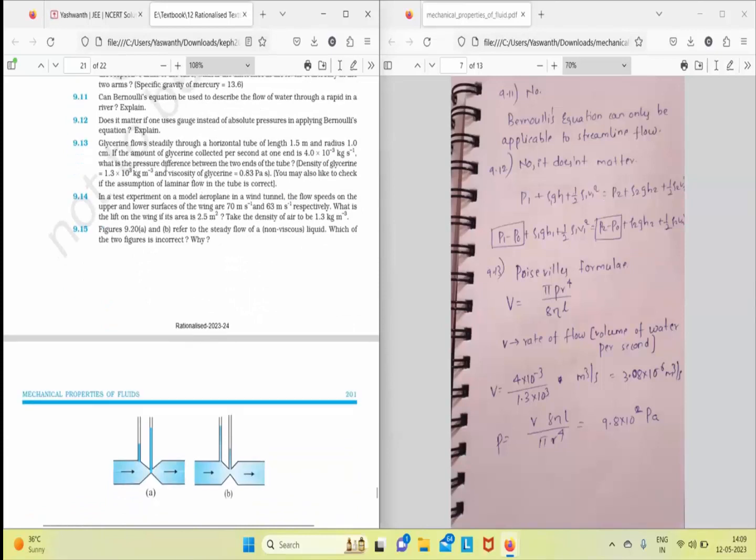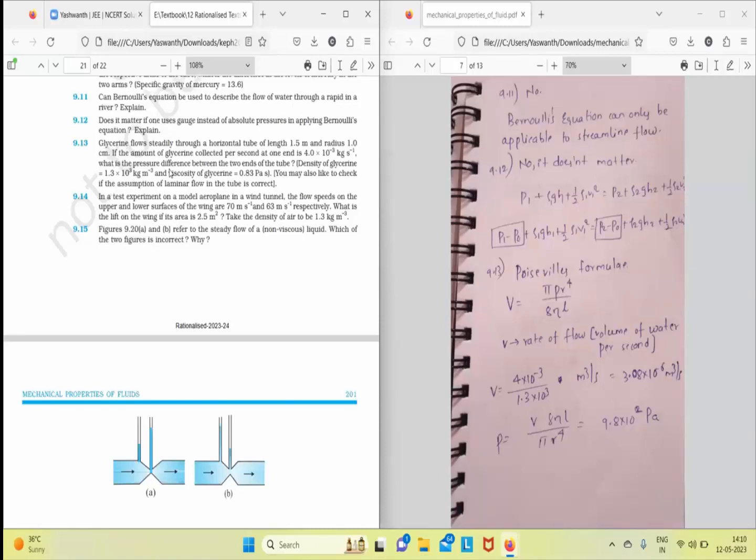Coming to the next question, glycerin flows steadily through a horizontal tube of length 1.5 centimeters and radius 1 centimeter. If the amount of glycerin collected per second at one end is 4 into 10 power minus 3 kg per second, what is the pressure difference between the two ends of the tube? So what's happening here is you have a horizontal tube and you are sending some water through the tube. Sorry, you are sending some glycerin through the tube. Why he mentioned glycerin and not water is that in glycerin you can find a larger viscosity, and I explained about viscosity. Let me explain it again.